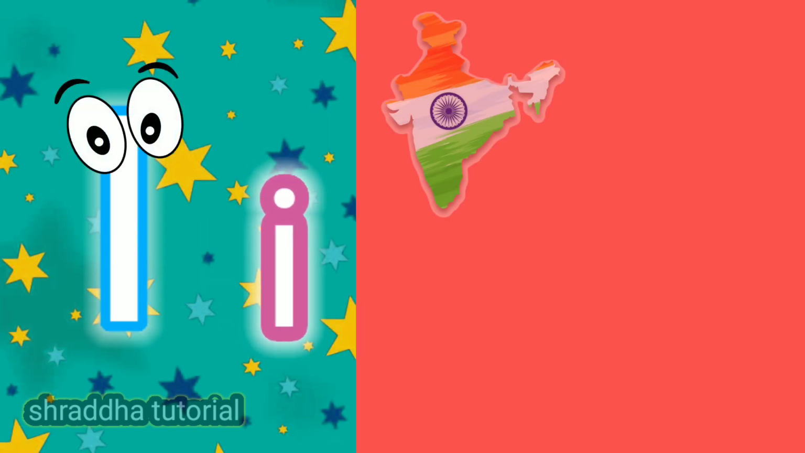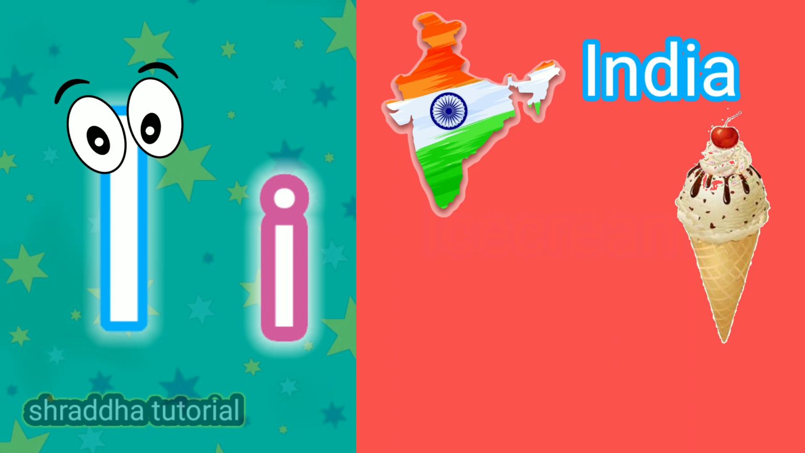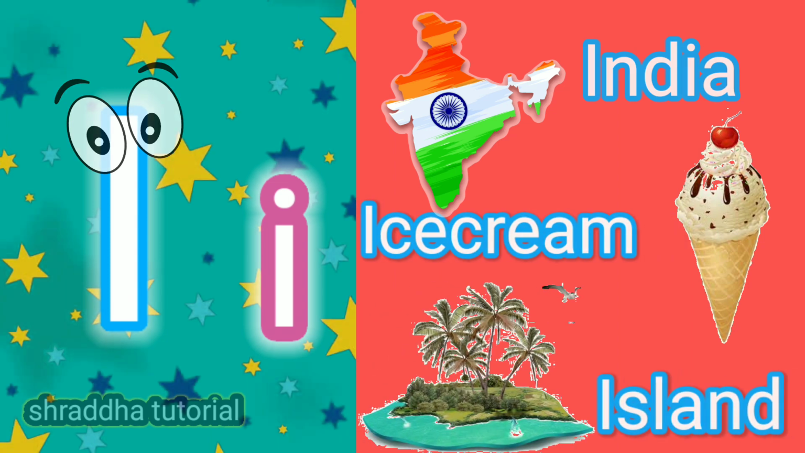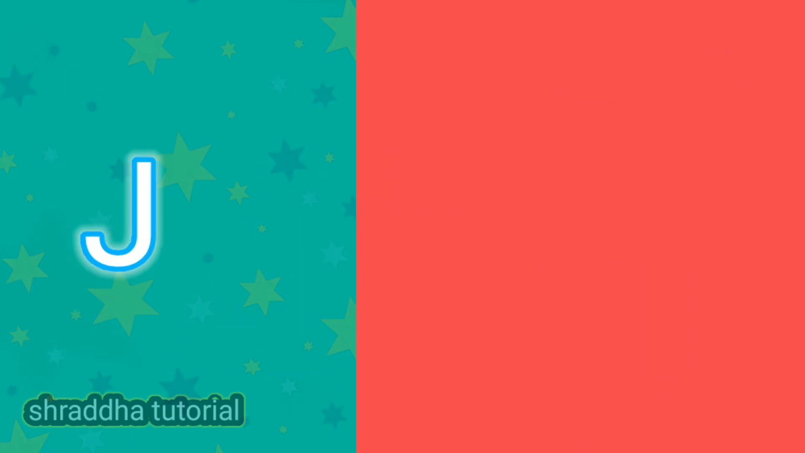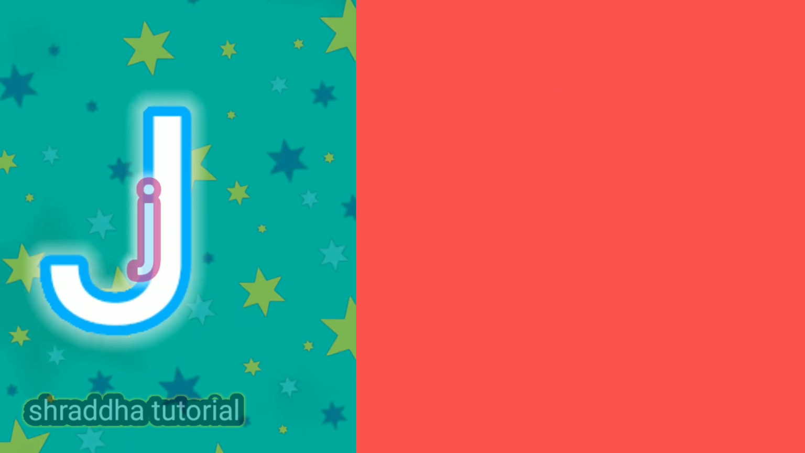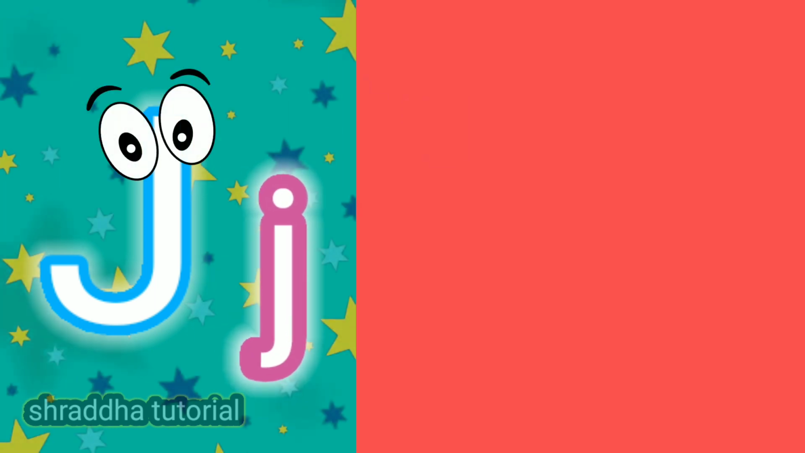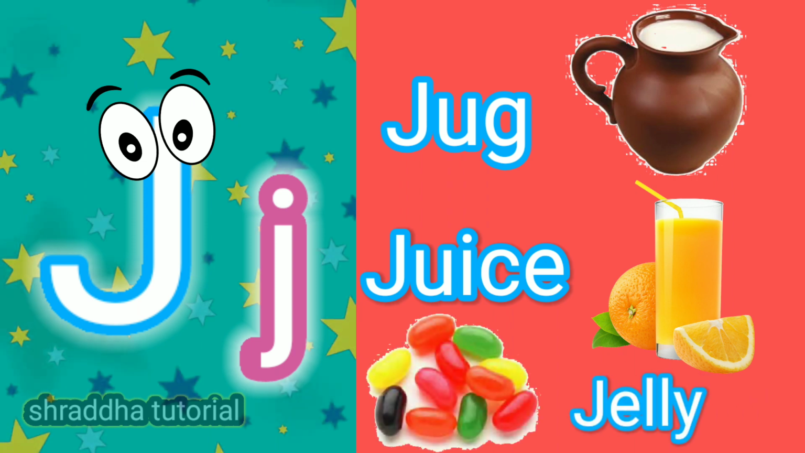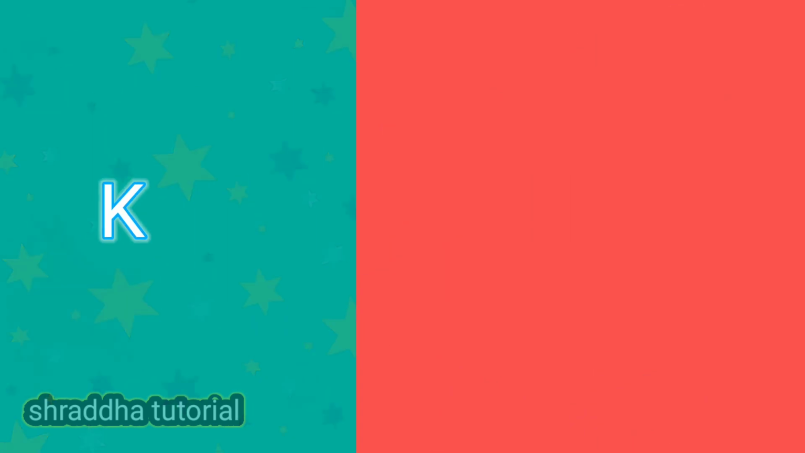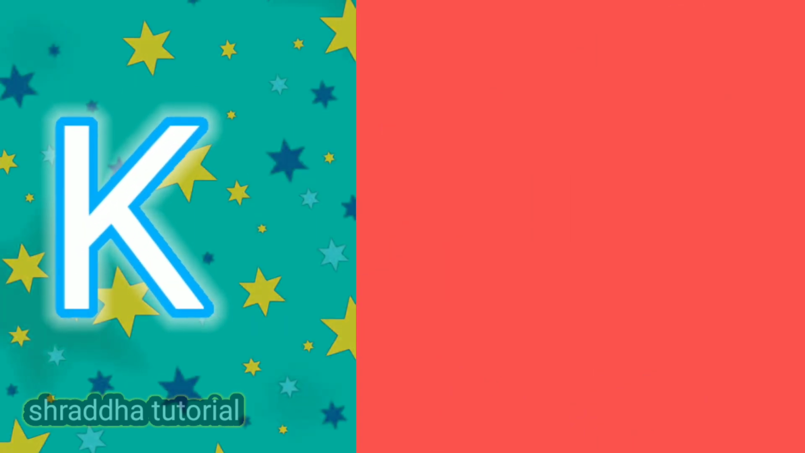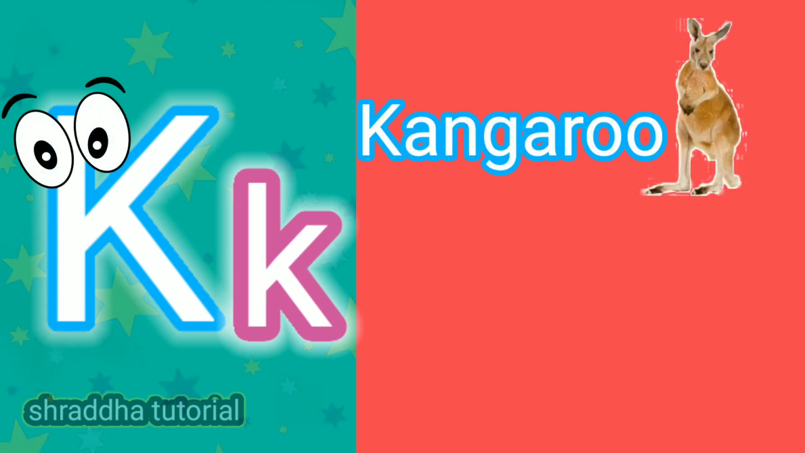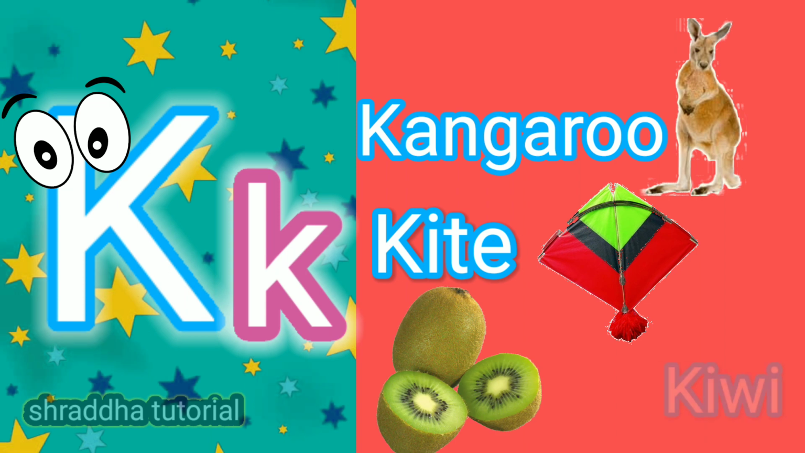I. I for India. Ice cream. Island. J. J for jug. Juice. Jelly. K. K for kangaroo. Kite. Kiwi.